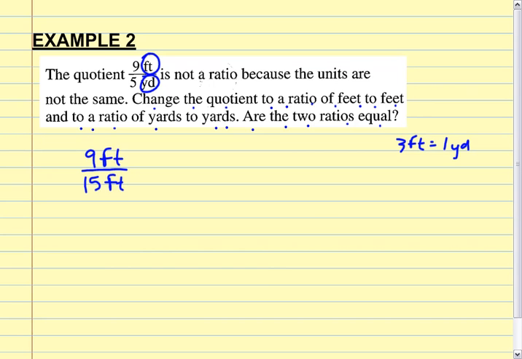So 9 feet to 15 feet. Now, remember, in a ratio, I don't keep the units because they're the same. So I get rid of those, and then I reduce it. 3 goes into both of those. 3 goes into 9 3 times, and 3 goes into 15 5 times. Now this is only the first part of this question. They said change them both to yards as well, and we're going to do that in the next video.